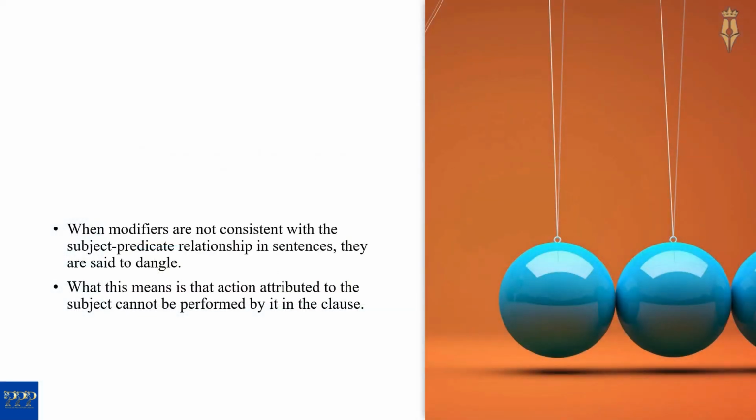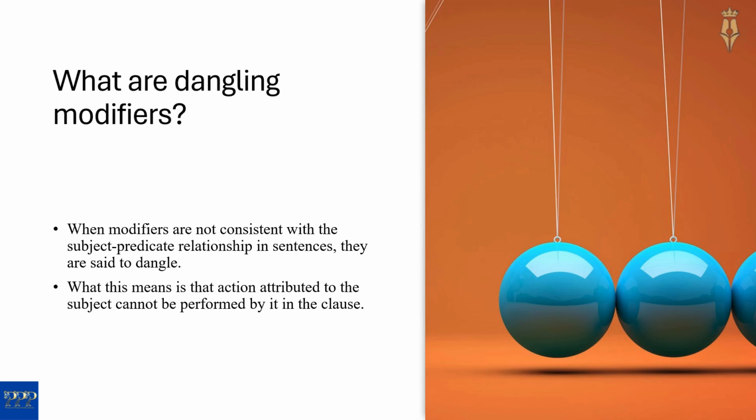So the question is, what are dangling modifiers? Now, when modifiers are not consistent with the subject, predicate, or relationship in a sentence, they are said to dangle. And what does that mean? What this means is that the action you are attributing to a subject is one it cannot perform. That subject in that particular clause is not performing the action you say it is performing.